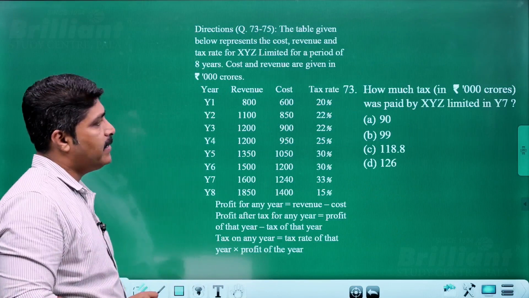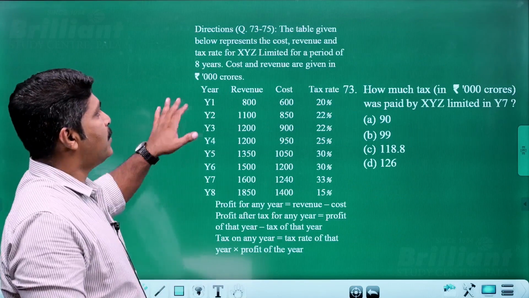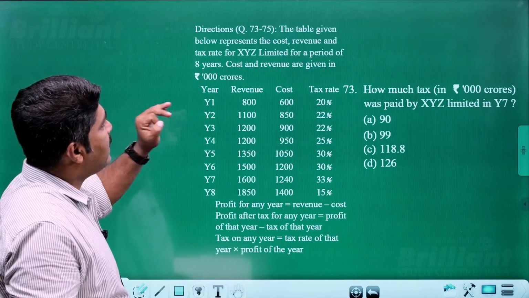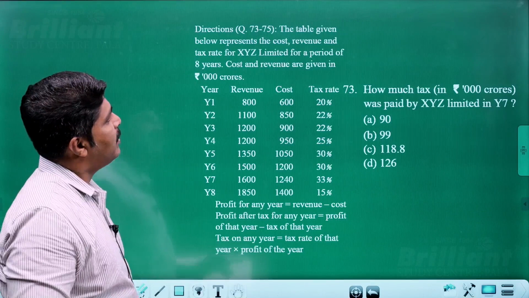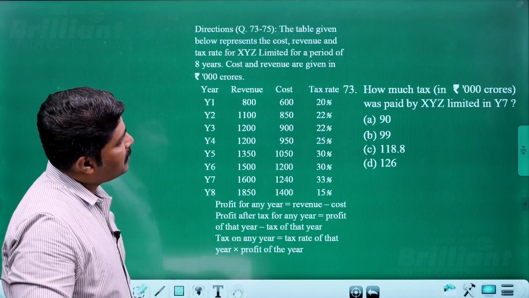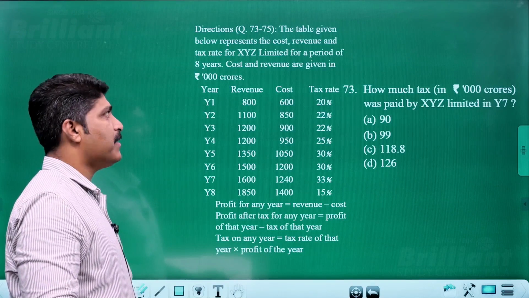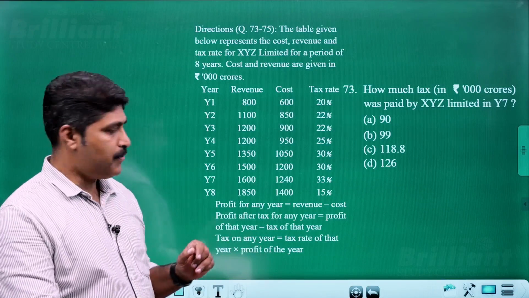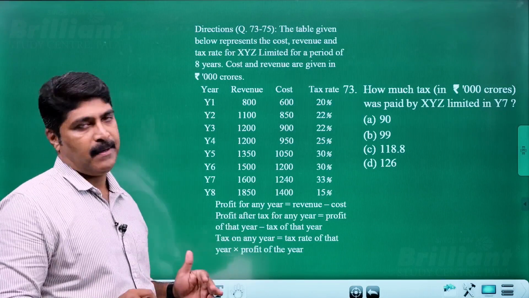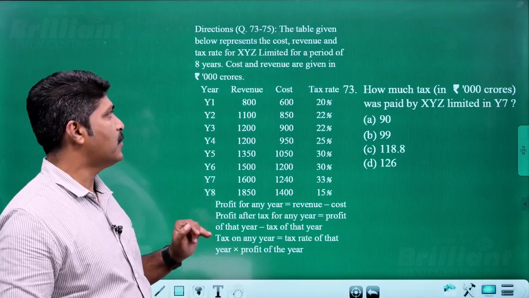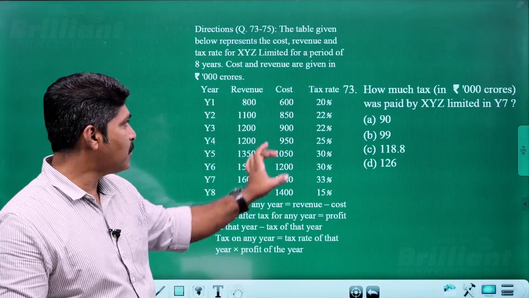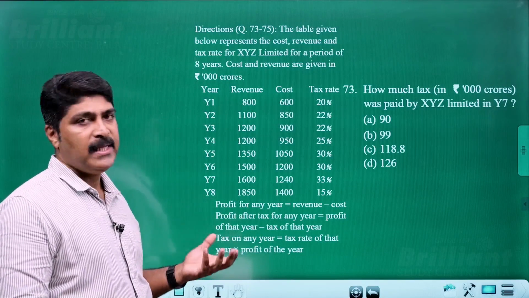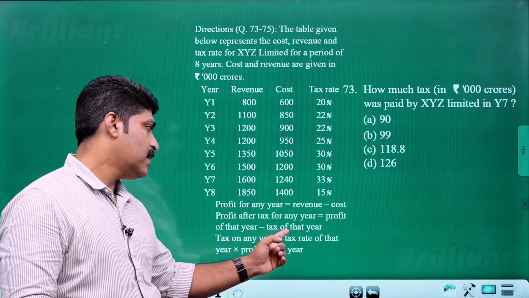It's a question from data interpretation. Understand the data. The table given below represents the cost, revenue, and tax rate for XYZ Limited for a period of 8 years. Cost and revenue are given in 1,000 crores. Some additional information is also given. What is profit for any year? Profit is nothing but revenue minus cost. So here we have revenue data and cost data for 8 years. And profit after tax for any year is simply the profit of that year minus the tax of that year.